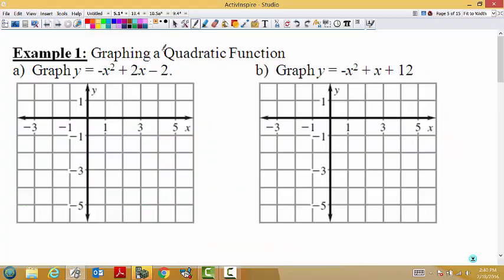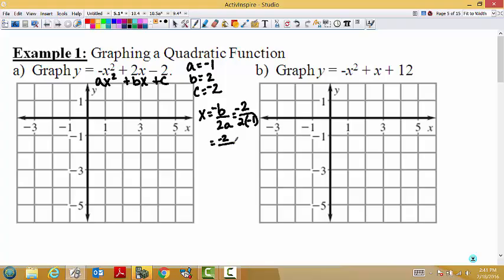So let's do one. The first thing we're going to do is find the vertex. So we're going to say what a, b, and c are. It's ax squared plus bx plus c, so you pull them out. A is going to be negative 1, b is 2, and c is negative 2. We're going to fill it into the vertex formula. The vertex formula is negative b over 2a. So that's negative 2 over 2 times negative 1, which is negative 2, which ends up being 1.